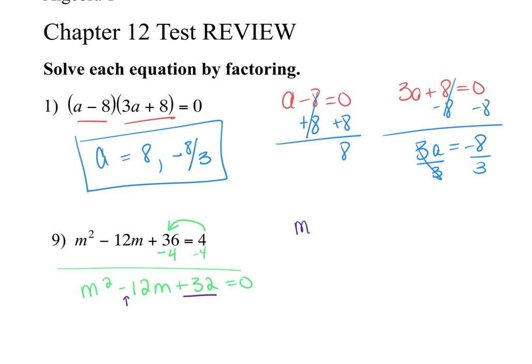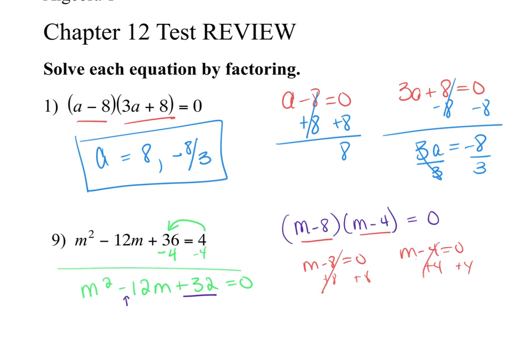So I'm going to say m minus 8, m minus 4 equals 0. And you can double check. Negative 8 plus negative 4 is negative 12. Negative 8 times negative 4 is positive 32. And so we know that's correct. And then we have exactly what we had above there. We set each factor equal to 0. And then we solve, just like basic solving that we did at the very beginning. So m is going to equal 8 or 4.